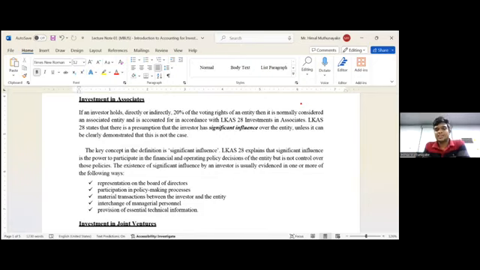When it comes to associate companies, if you have a significant influence over the other entity, we can call it an associate company. So what you mean by significant influence is the power to participate in financial and operating policy decisions of the entity, but not control over those policies.